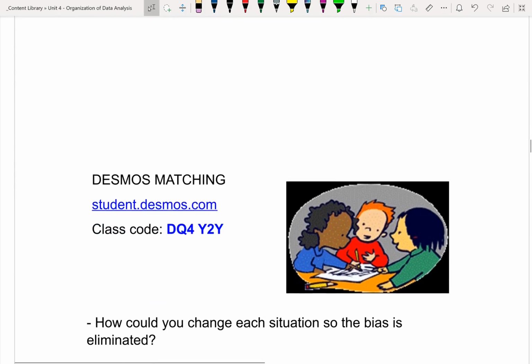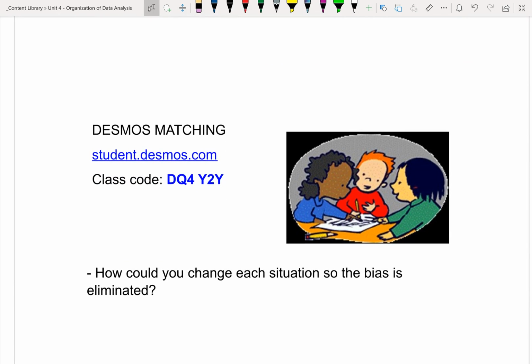So if you go to student.desmos.com and enter this class code, you should be able to look at a card matching activity where you can match up various scenarios to the type of bias or type of sampling bias that is occurring. And when you do that, I want you to think about how you can change each situation so that the bias is eliminated.